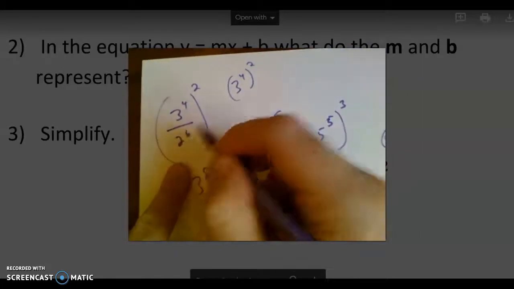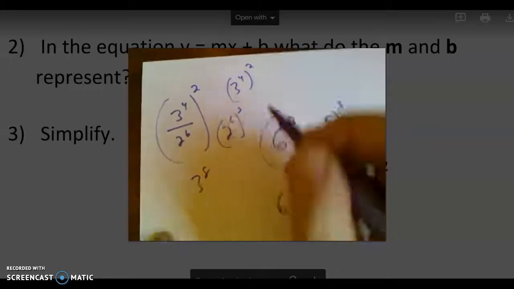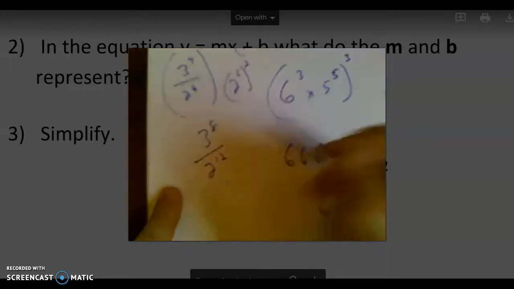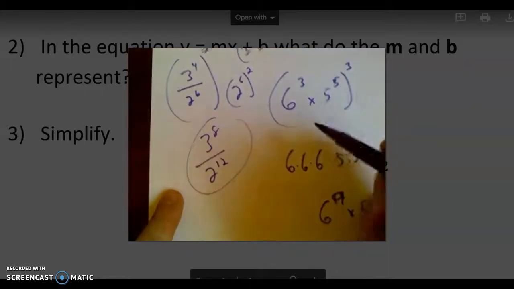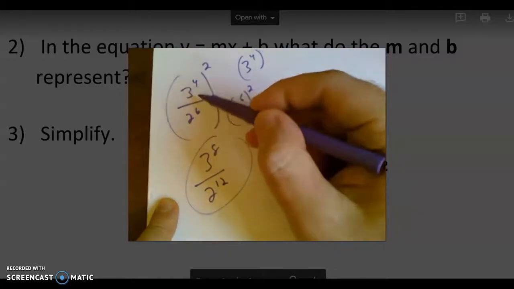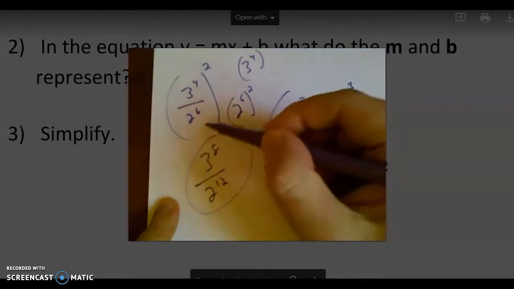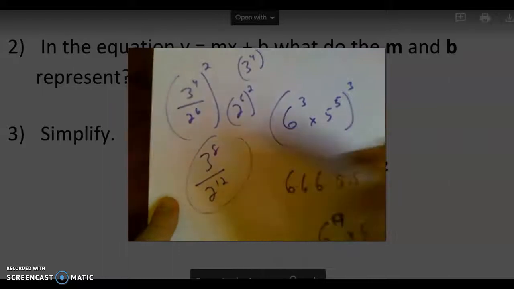And if I just looked at the bottom and did 2 to the 6th squared, that would give me 2 to the 12th power. And there you go. This is your simplified answer. So you just treat these, the top and the bottom, separately. Just take care of 3 to the 4th squared, and then do 2 to the 6th squared, and you have your solution.